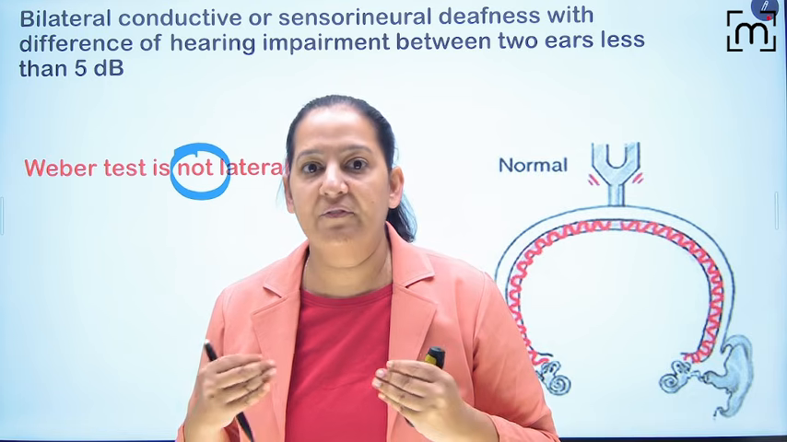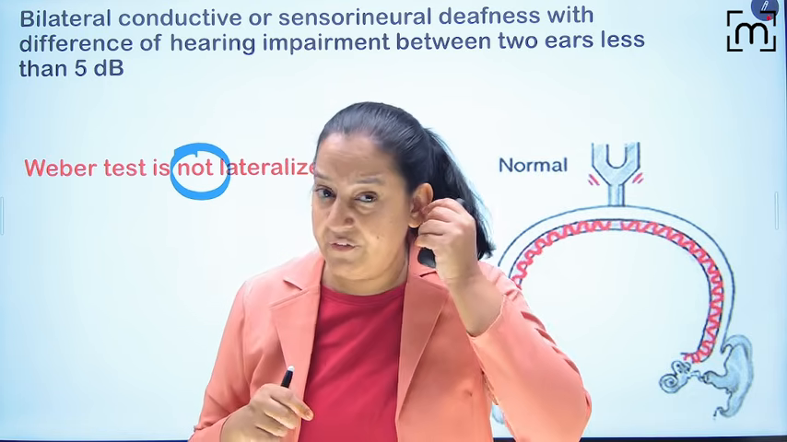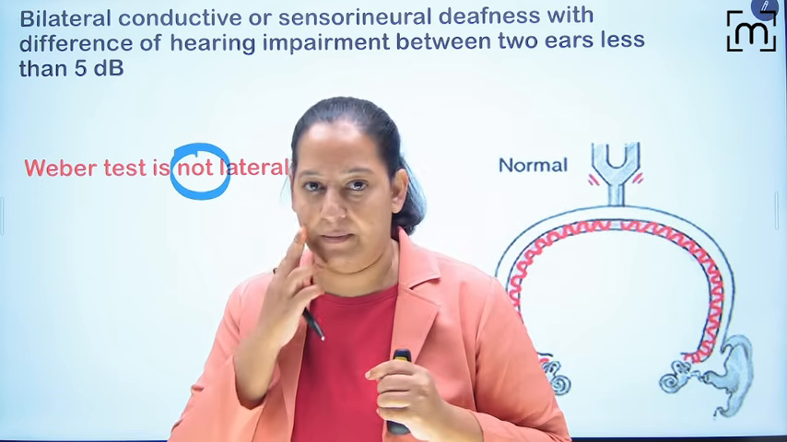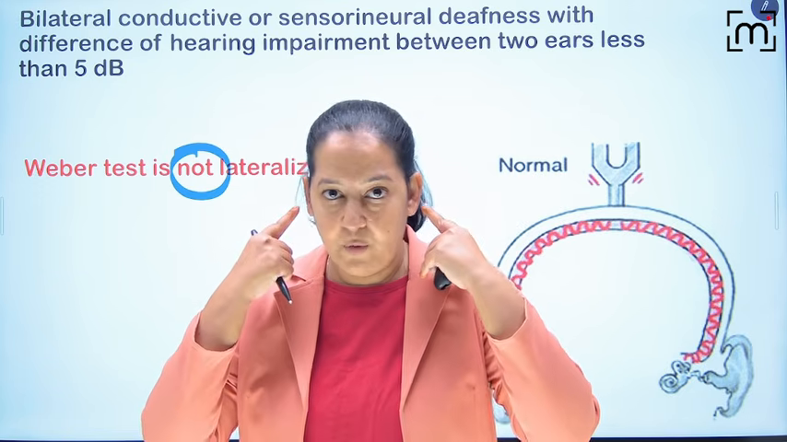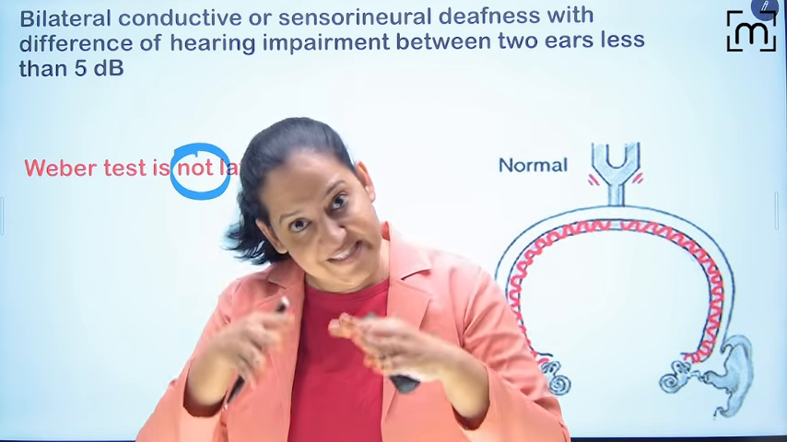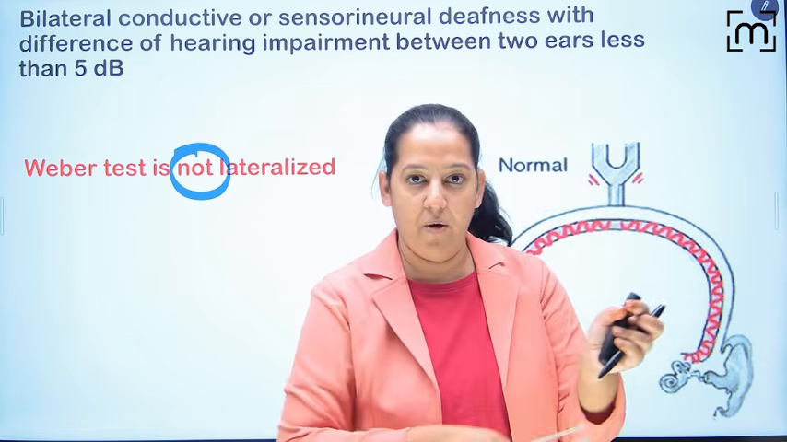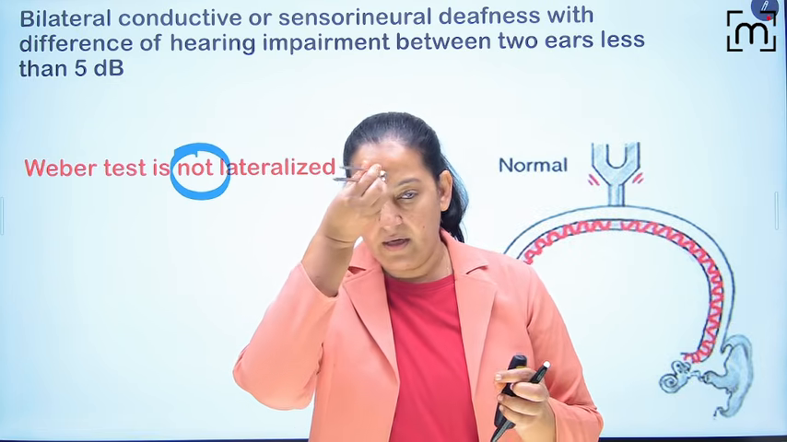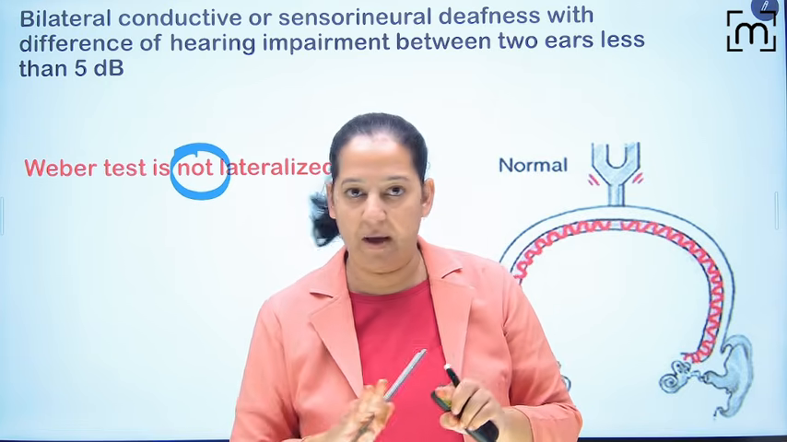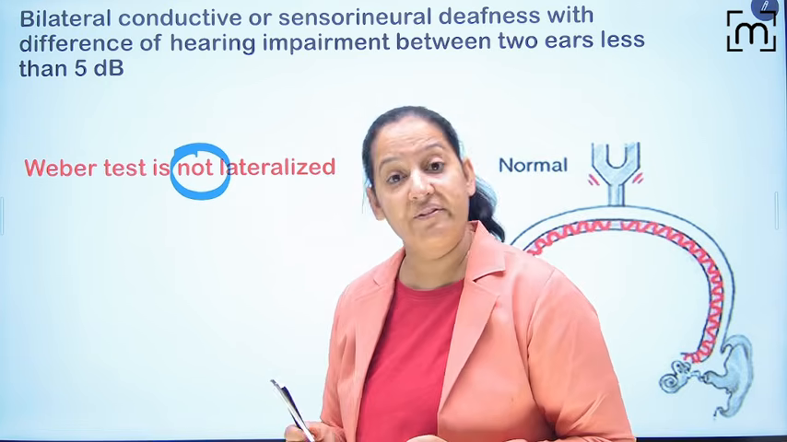Deafness is measured in terms of intensity. So I'm having 50 decibel here, which is significant, and 52 over here. The difference is 2 decibel or 3 decibel. Whether both have conductive, whether both have sensorineural, whether one is conductive, but the difference is less than 5. So if I perform the Weber here, I cannot differentiate it. Weber is not lateralized. So Weber is not helpful when the difference is less than 5.